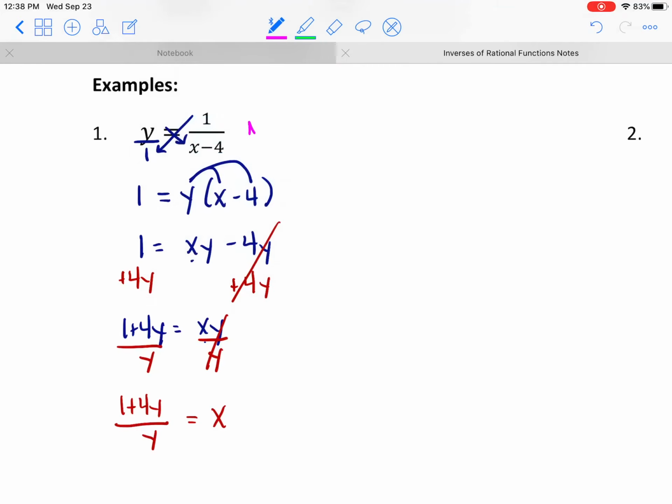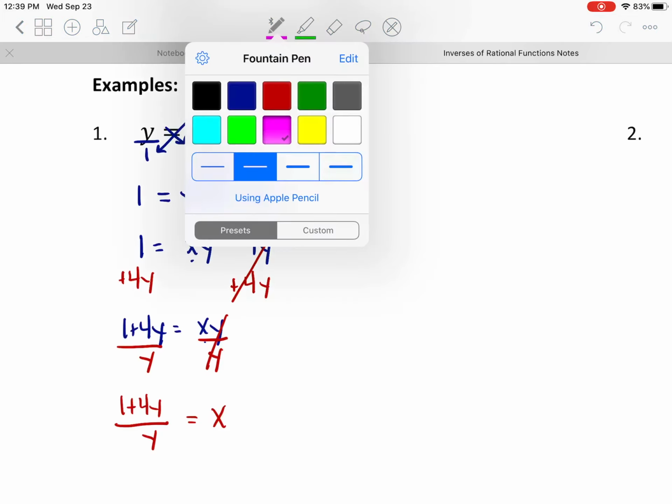Okay? So just to recap, this form shows me a vertical asymptote at x equals 4 because the restriction of x is 4. And then in this form, I can see there's going to be a horizontal asymptote at y equals 0 because there's a restriction of 0. Now that's just a side note. But I want to finish by calling this the inverse function.